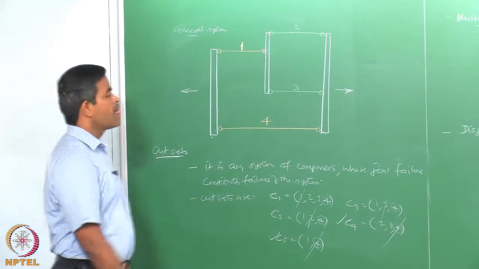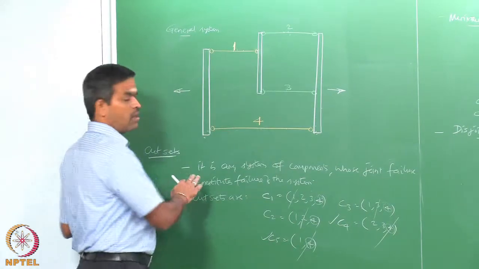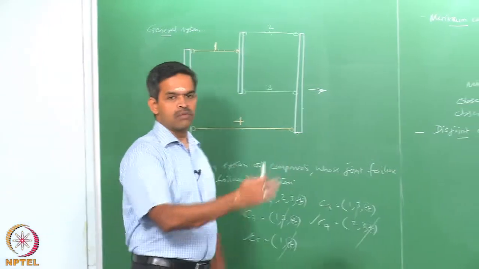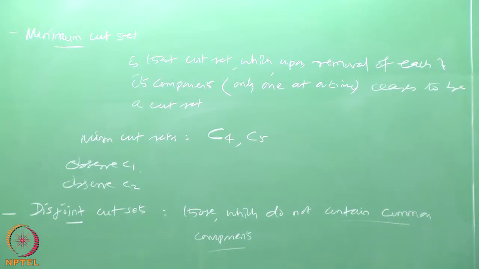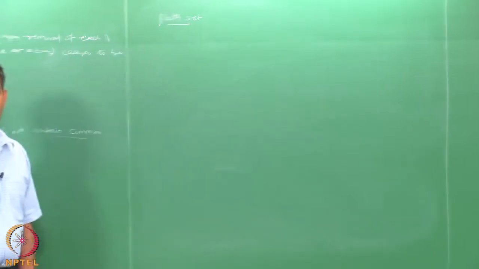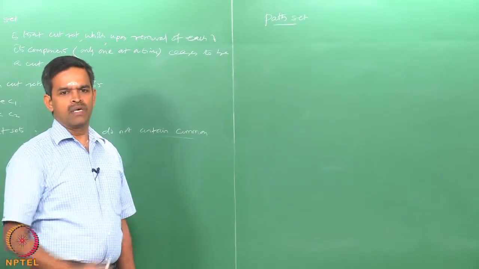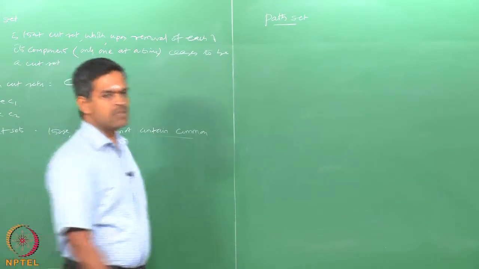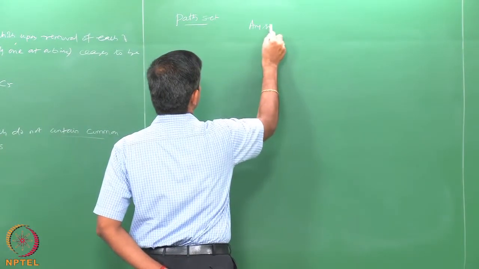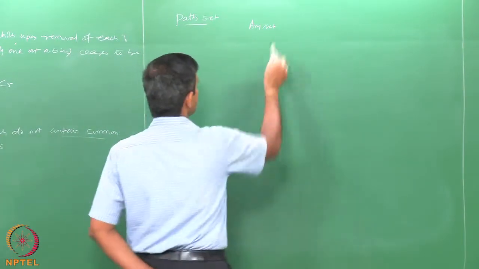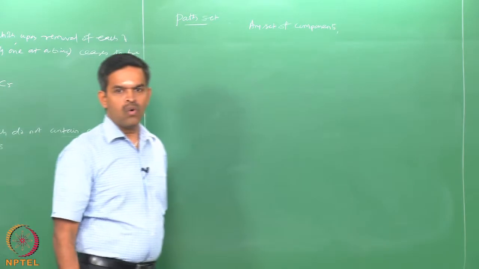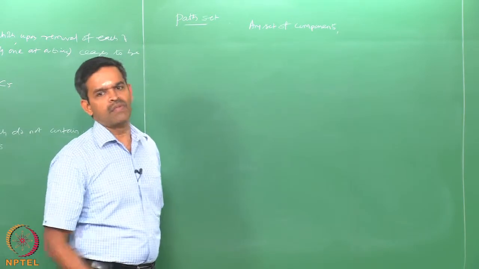Okay. That is about the cut sets, which is required to understand the analysis of system reliability for a general system. The next is going to be the path set. Path set is an alternative to this cut set. Path set is one which is any set of components whose joint survival constitutes survival of the system.